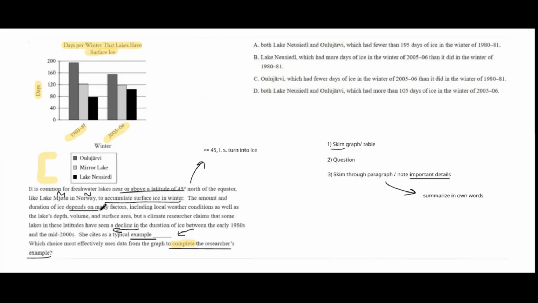Now let's keep reading. The amount and duration of the ice depends on many factors, including local weather conditions, as well as lake depth, volume, and surface area. But a climate researcher, and we see researcher, which is mentioned in the question, so we stop as it is an important detail, claims that some lakes in this latitude have seen a decline in the duration of ice between the early 1980s and the mid-2000s. Now, we see the words decline in the duration of ice between the 1980s and mid-2000s, and we get excited because this is what we noted in the graph.